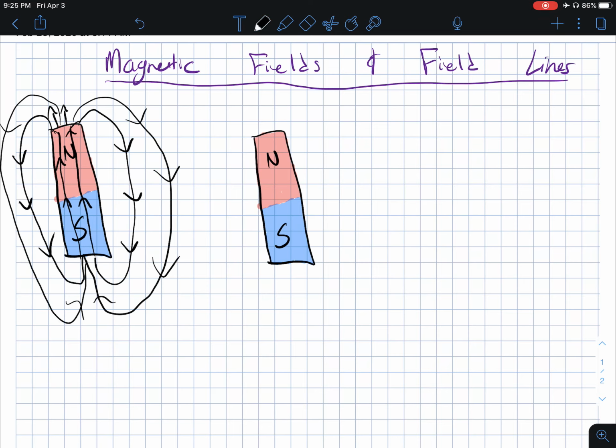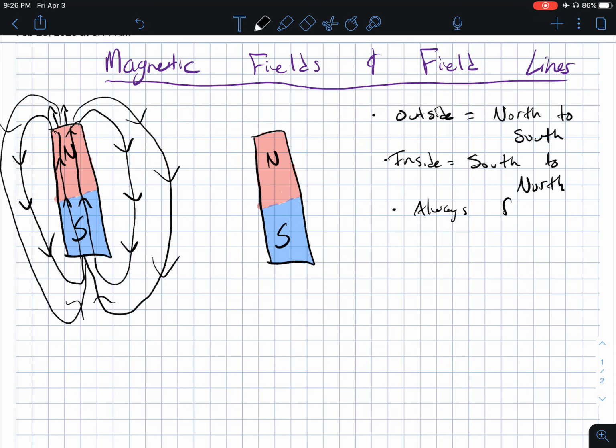But anyway, we can see that magnetic field lines are going from north to south on the outside, but as we look on the inside, they go from south to north, and they're always forming closed loops. So we're going to make a note of that over here. Outside, it's going to be from north to south, and on the inside, south to north. And once again, an important thing: they always form closed loops. Okay, so those are just some of the basic properties that we know.